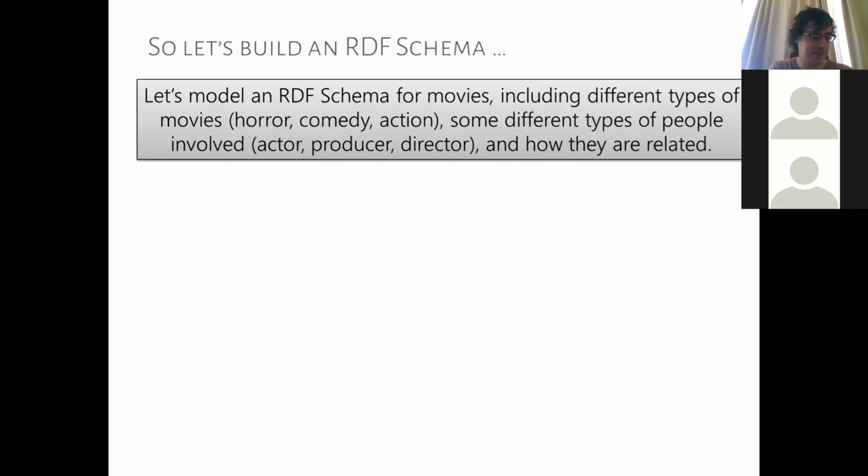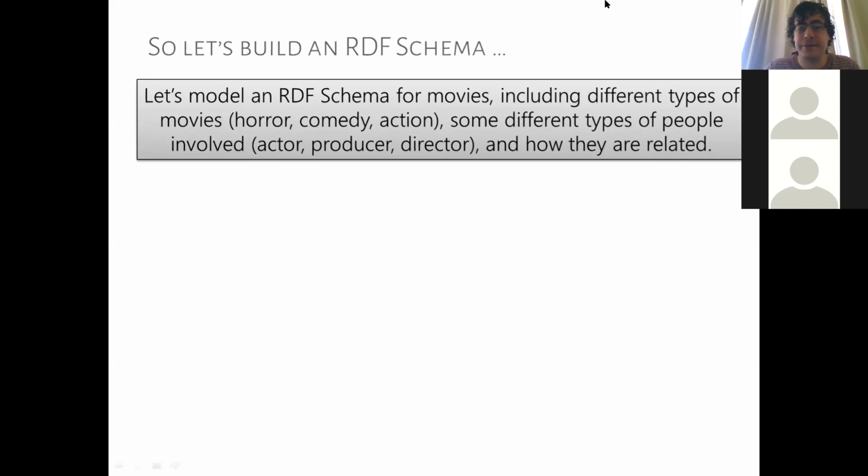So we could look at an example of how to define an RDF schema. We're interested in modeling an RDF schema for movies, including different types of movies, such as horror, comedy, action, and some different types of people involved, such as actor, producer, director, and how they are related. The question seems intuitive enough. With respect to how we would start to define the schema, first of all, there's no one correct answer.